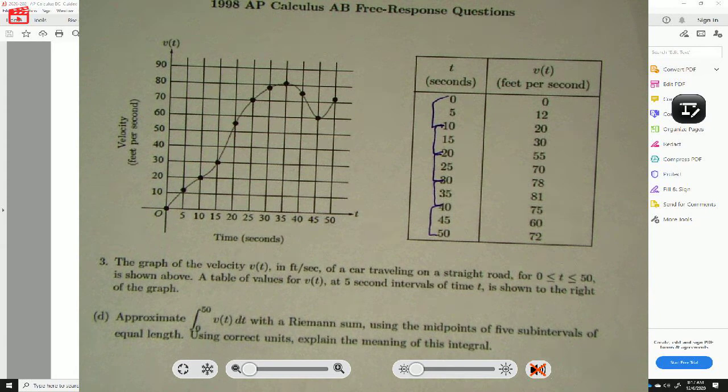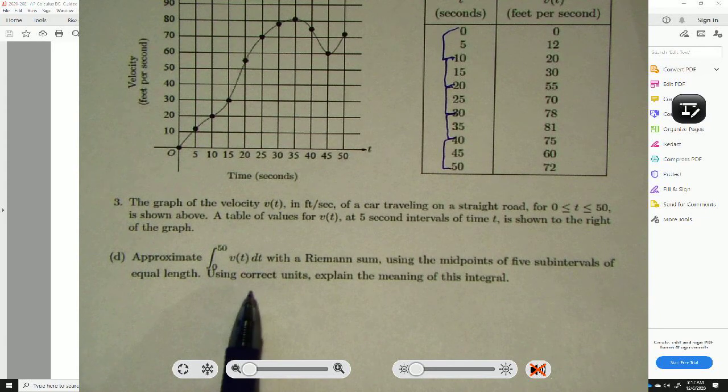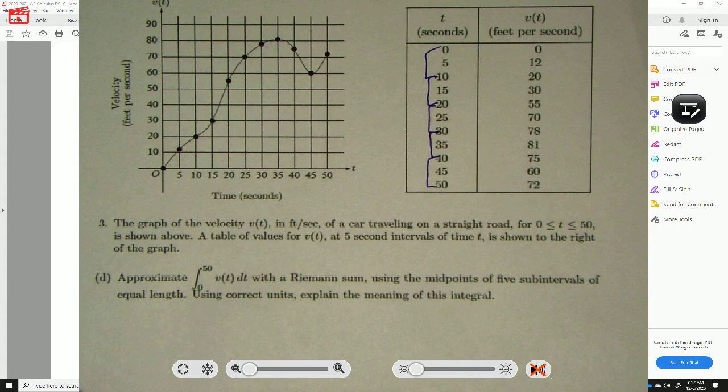At this point in time, we're not going to worry about using the correct units and explaining the meaning of this integral. The point of this exercise right now is just to show you how to do midpoint approximation. We're using midpoints instead of left endpoint or right endpoint.